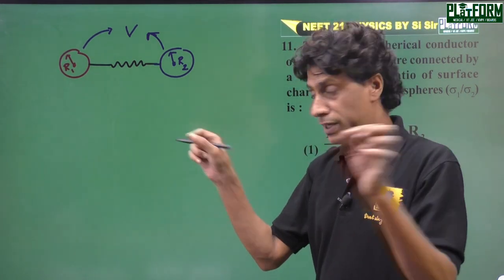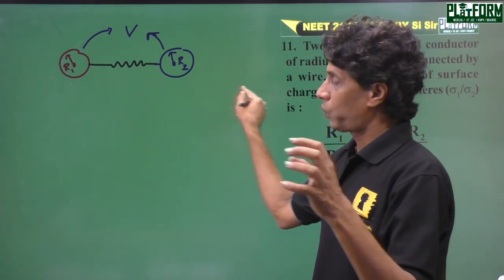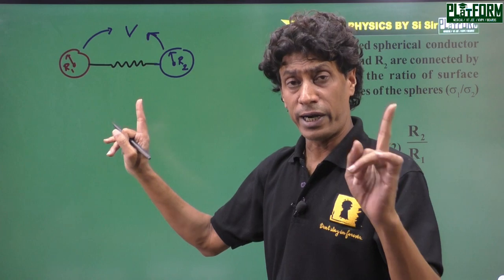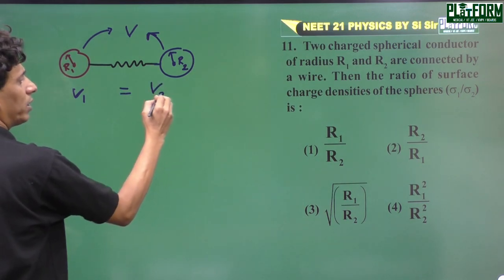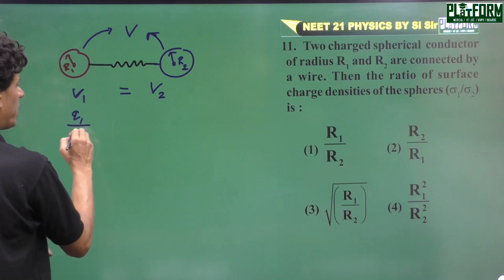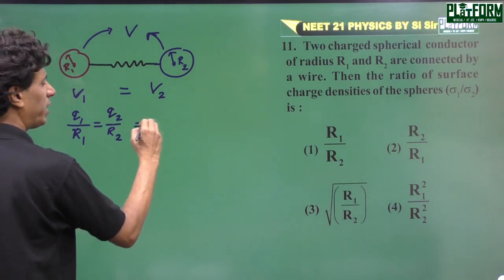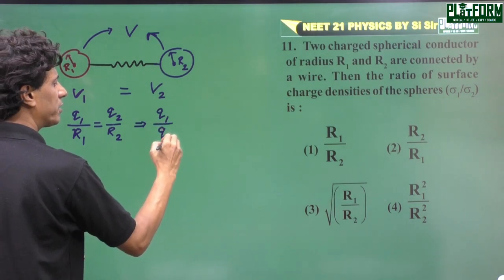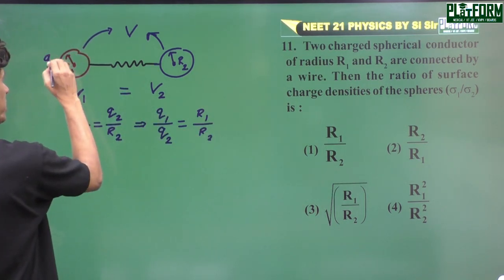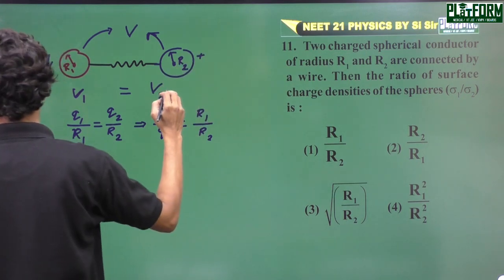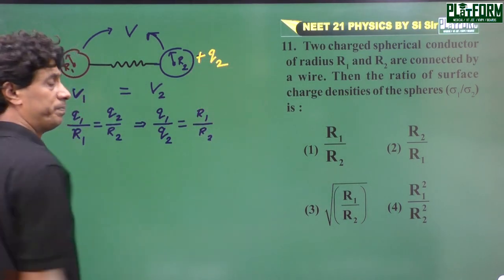If two charged spheres of different potential are connected by a conducting wire, they will attain a common potential. So two charged spheres connected by a conducting wire always remain at the same potential. Okay, so the potential of this and the potential of this are equal. In this way we can say q1 by r1 equals q2 by r2. So simply, the ratio of charge q1 by q2 is equal to r1 by r2.